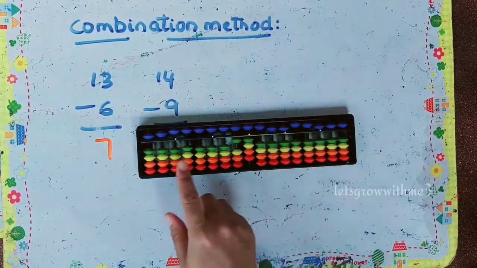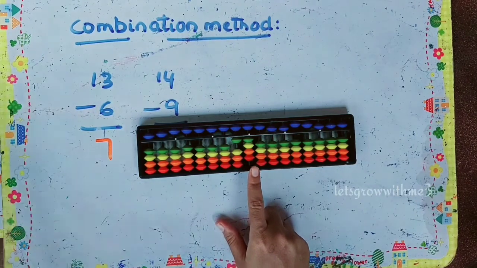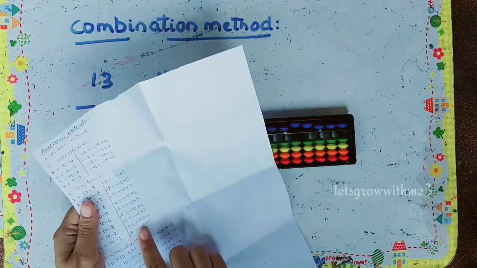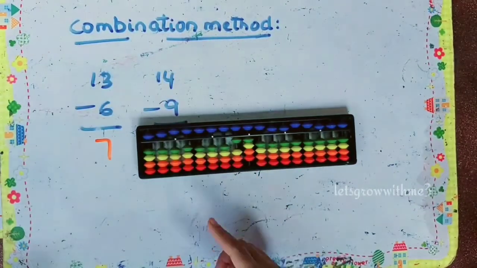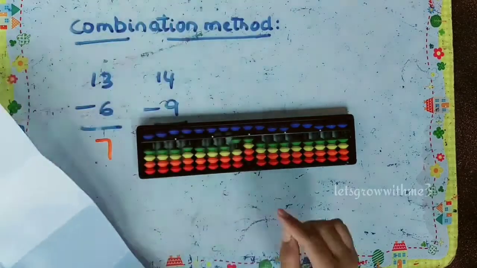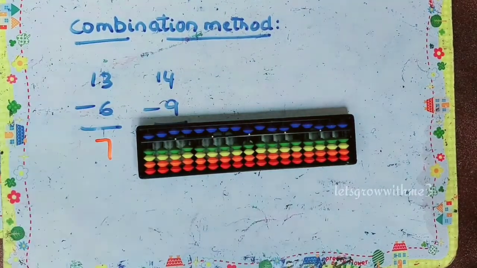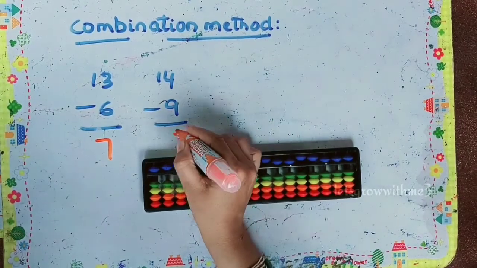14 minus 9. So how to do minus 9? We can't do minus 10 plus 1, we can't add plus 1. So we need to go for the combination method again. Minus 10 plus 5 minus 4. Papa down, mama down, babies down. So the answer is 5.